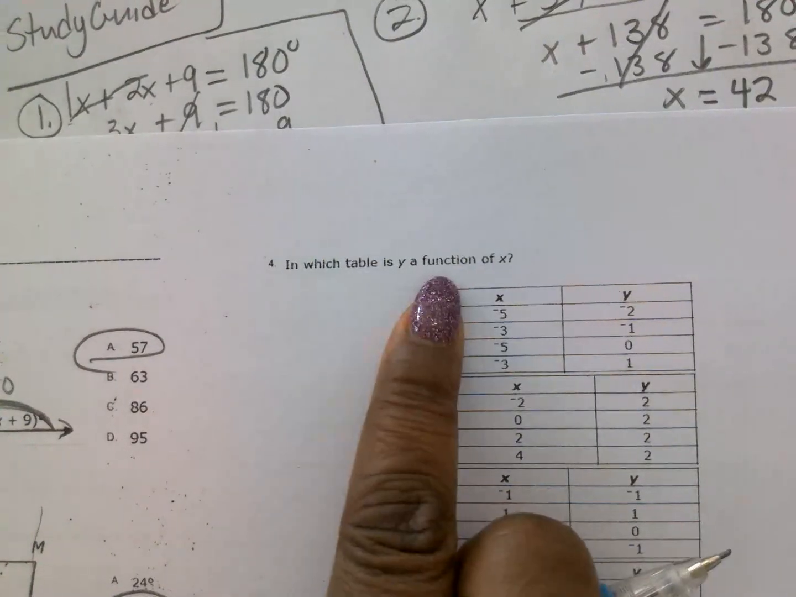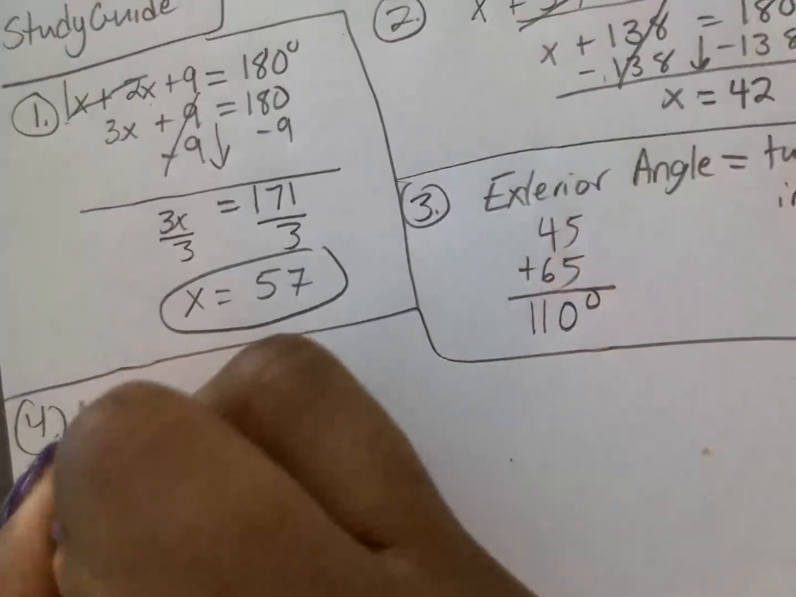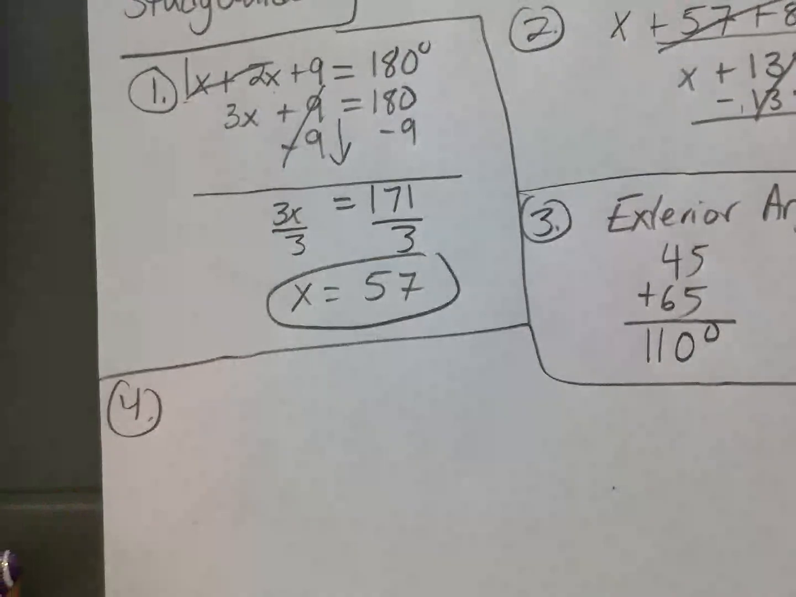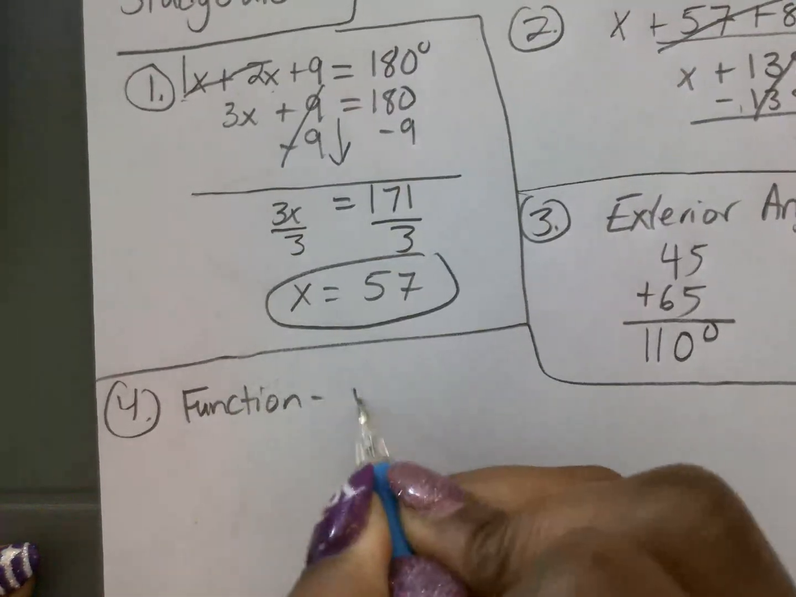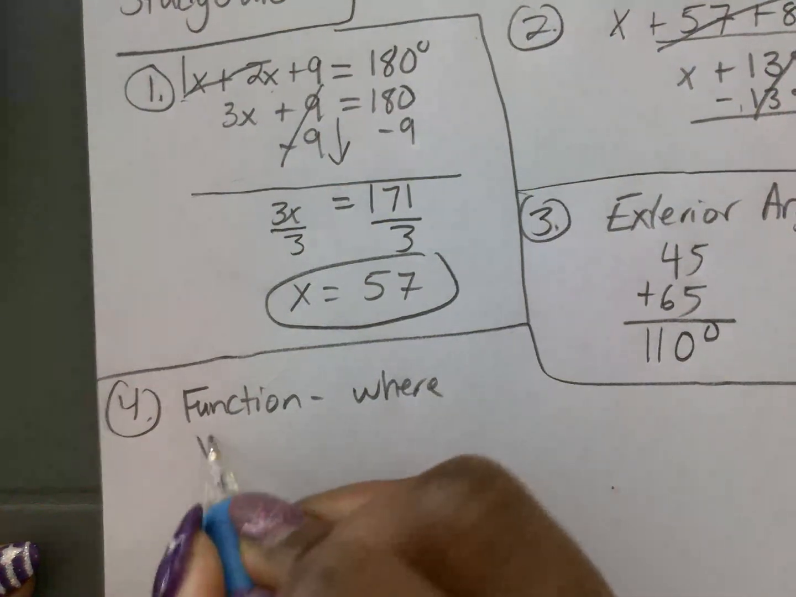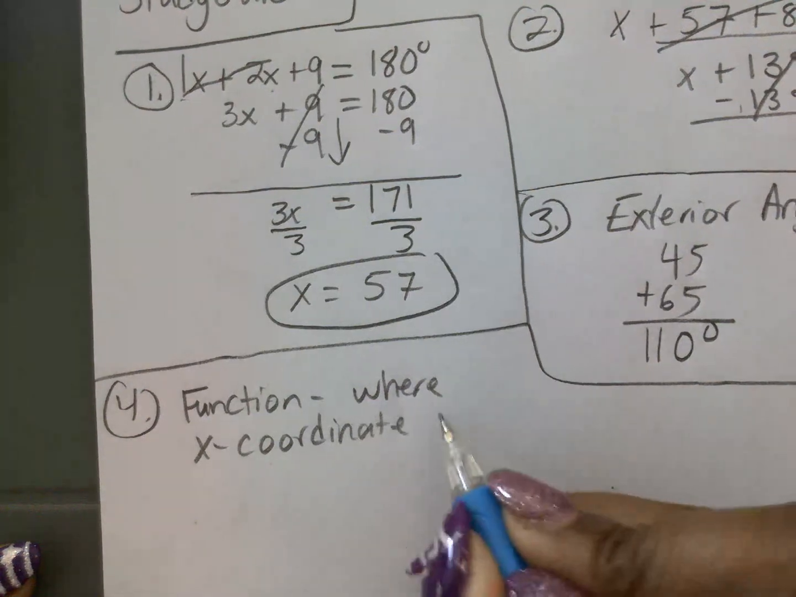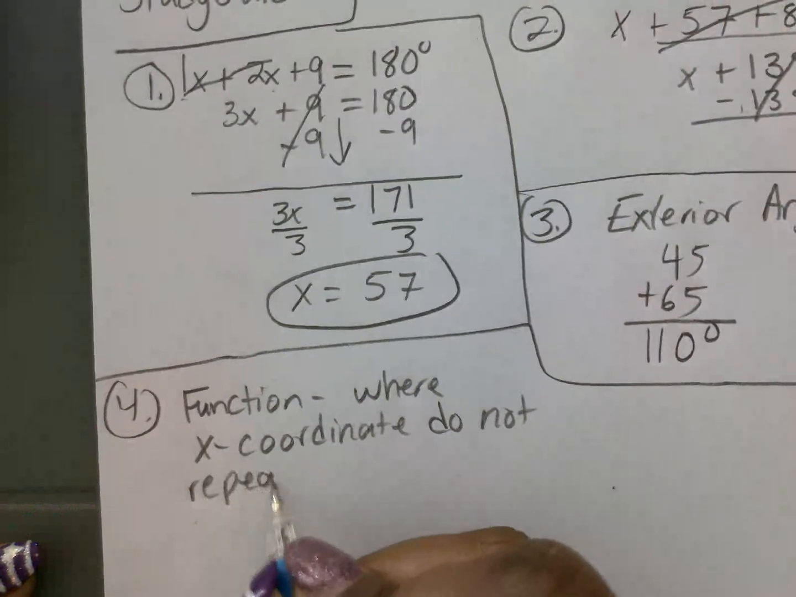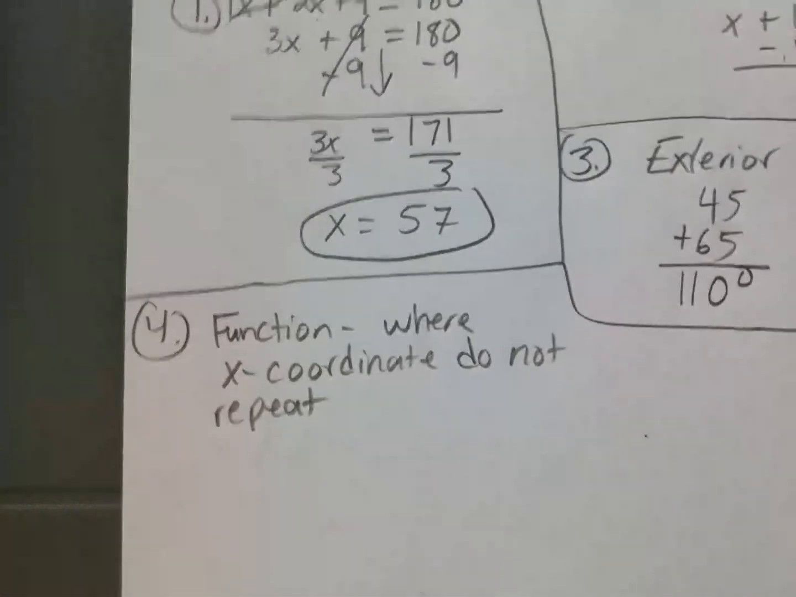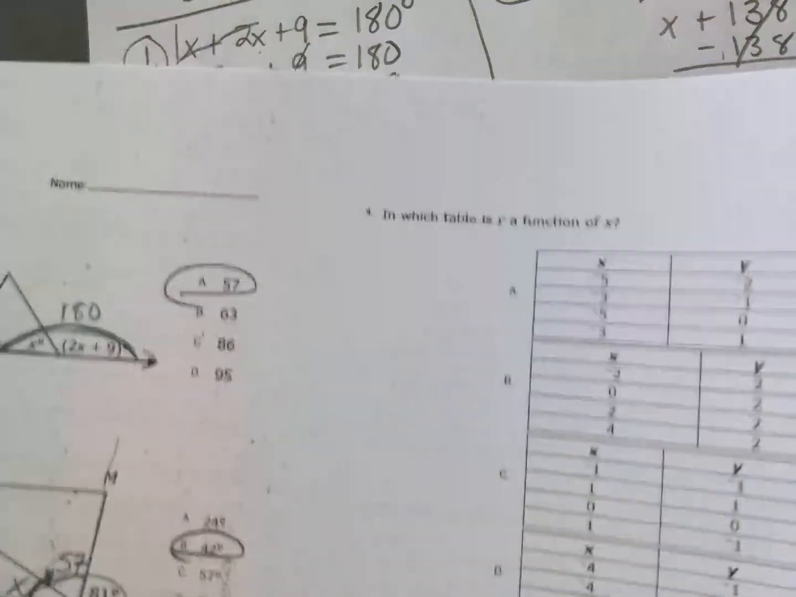Okay, all right, number 4. In which table is y a function of x? Remember, we talked about a function. A function is where your x values do not repeat. They're all different. If they're all different, then you're going to say it is a function. None of the x coordinates can repeat. It's okay for y to repeat, but it's not okay for x to repeat.